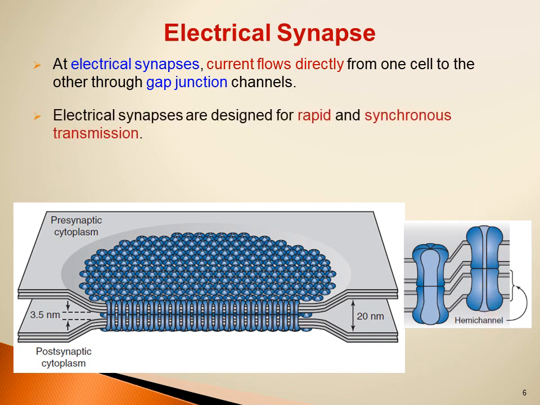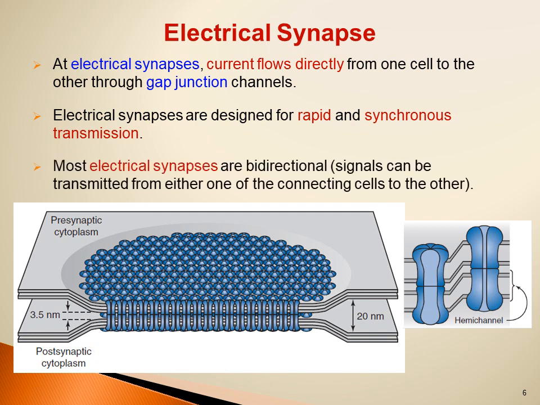Electrical synapses are designed for rapid and synchronous transmission. We saw in the previous slide there is very short delay or almost no delay. And most electrical synapses are bidirectional. So signal can be transmitted from either one of the connecting cells to the other. So the signal can pass from this side to this side or in the opposite direction.